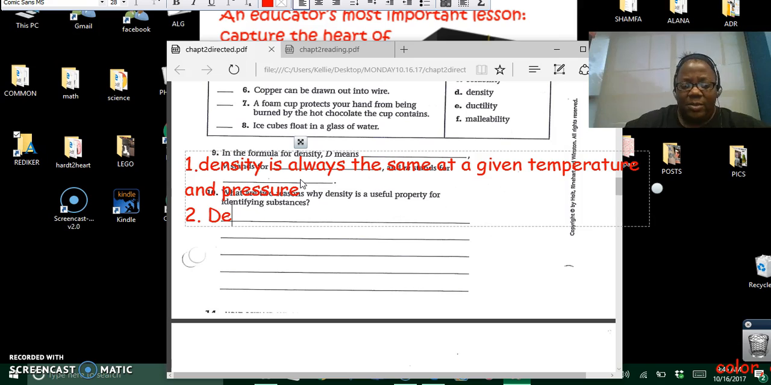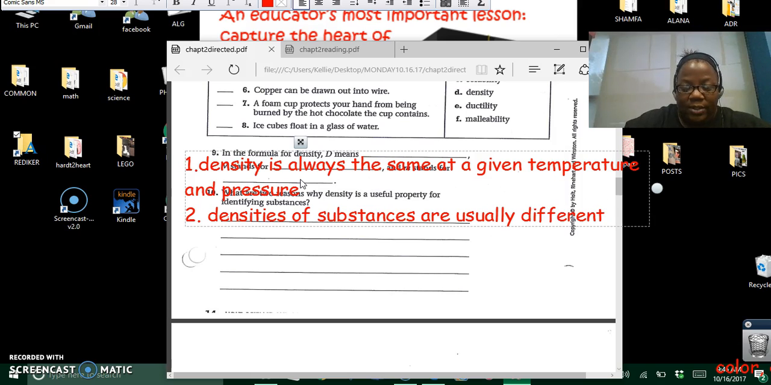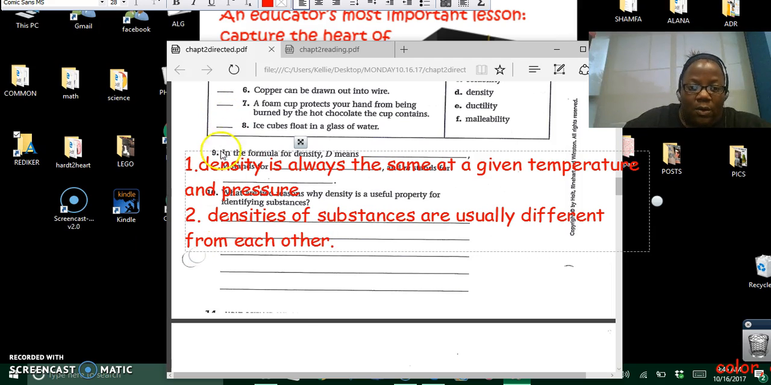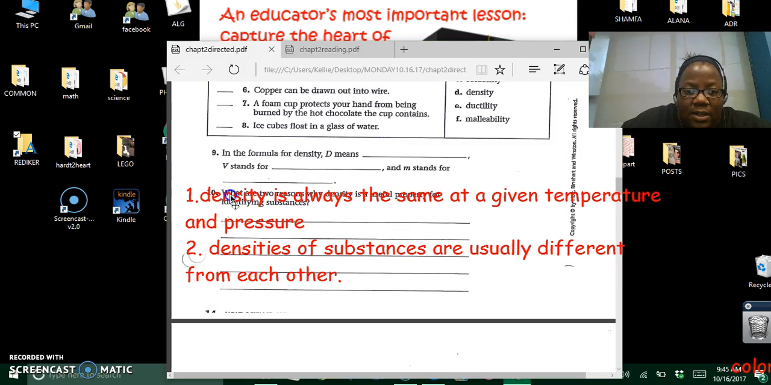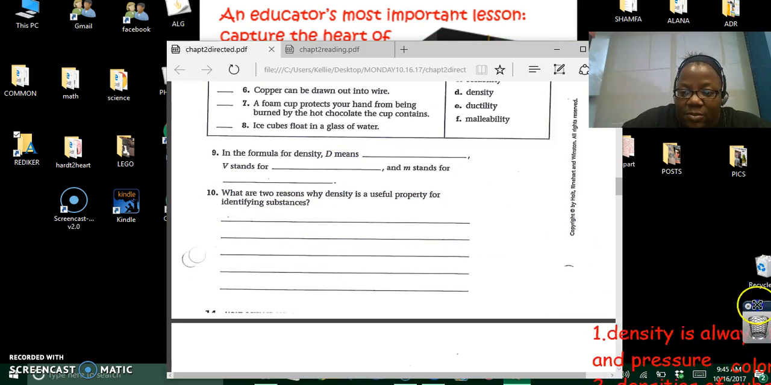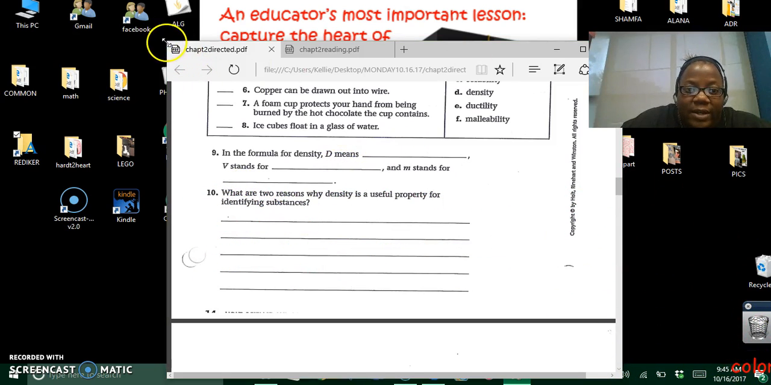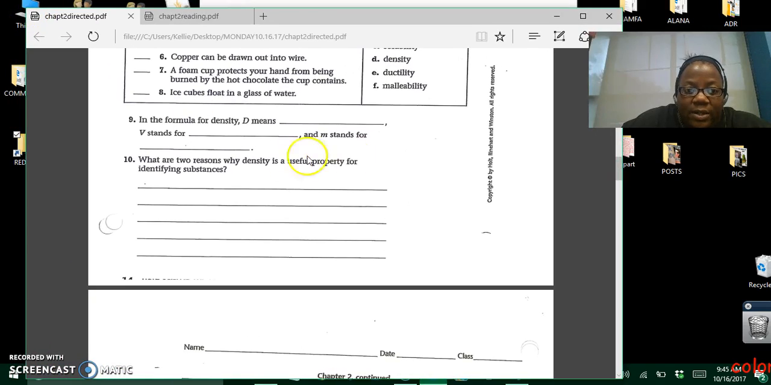I'm going to make it even shorter by saying densities of substances are usually different from each other. Okay, so that will be the answer for number 10. Okay, pause that, write it down if you need to, because it's about to go away, so we can move on.